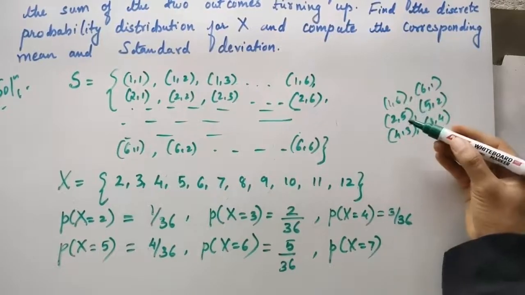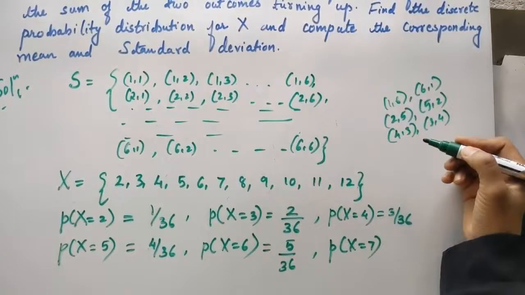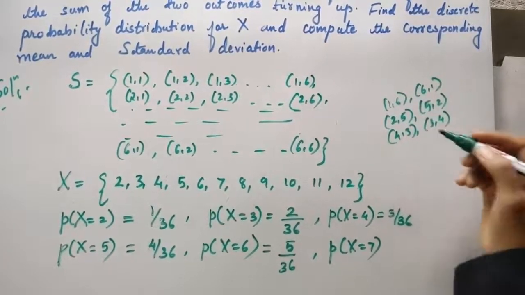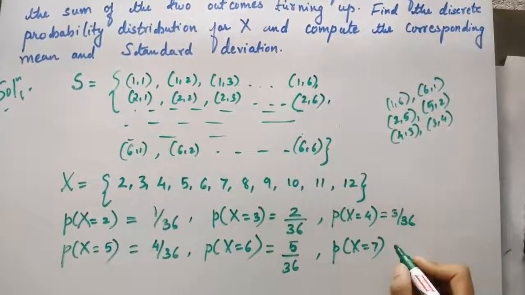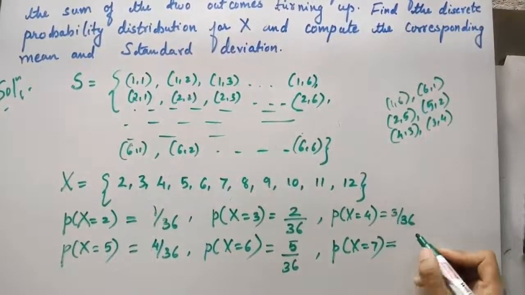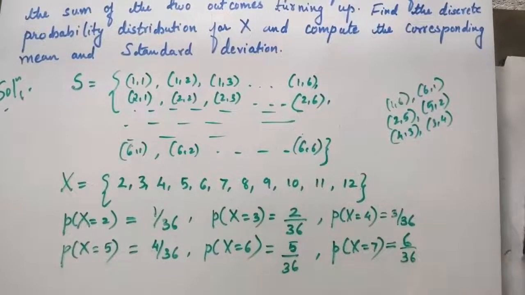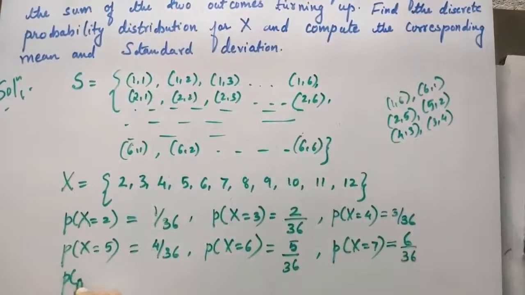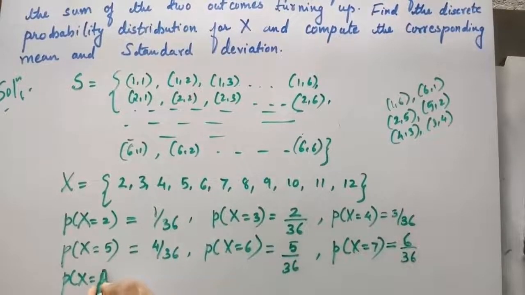This is 7, this is 7, this is 7. Any other possibility? 5 comma 2, 2 comma 5 is done. No. So these are only 6 such brackets which result in the addition to be 7. So therefore the probability of getting the sum to be 7 is 6 divided by 36. Out of 36, only 6 ordered pairs are resulting the sum to be 7. Okay, we are done. Now we should go for 8.